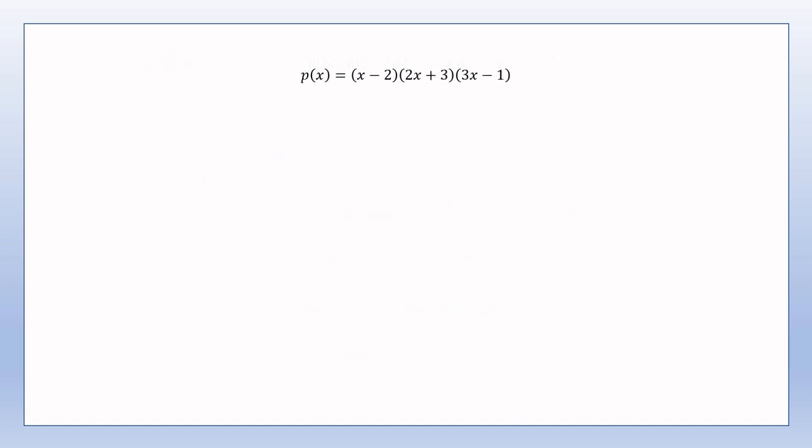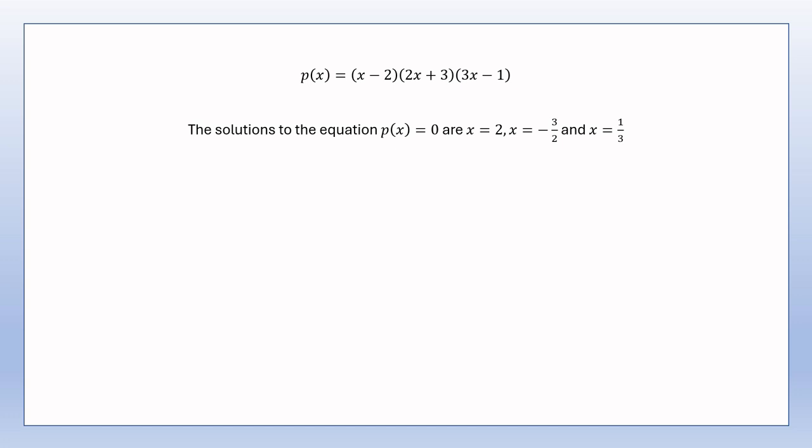So now simply factorise the quadratic expression to give P of x is equal to x minus 2 times 2x plus 3 times 3x minus 1. And so the solutions to the equation P of x equals 0 are x equals 2, x equals minus 3 halves, and x equals a third respectively.